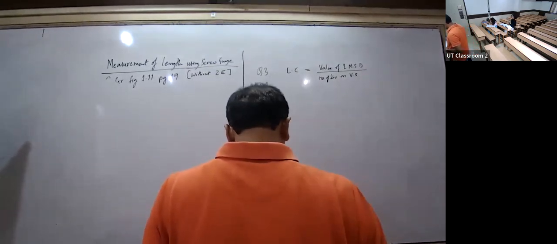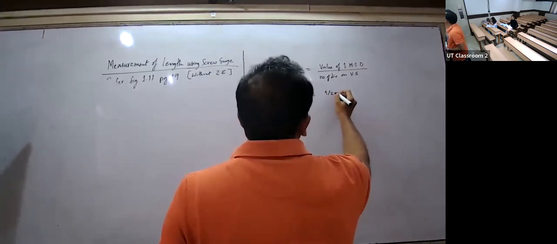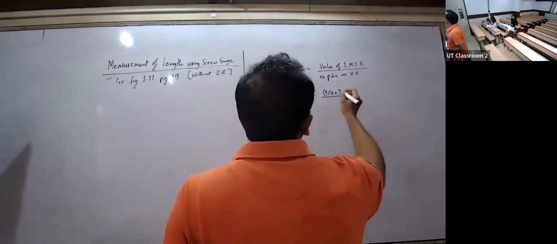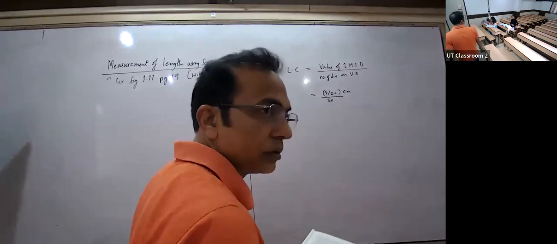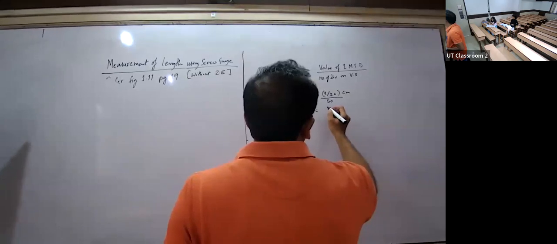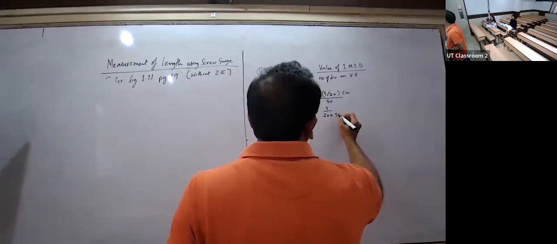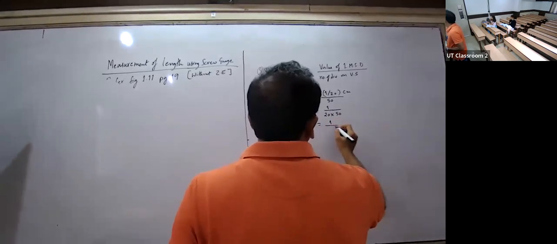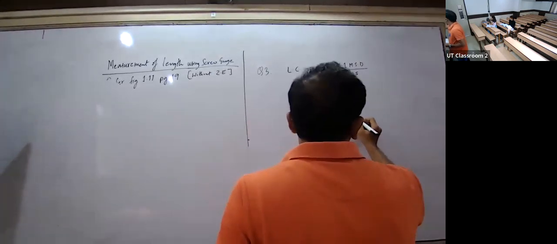So what is one main scale division? 1 by 20 centimeter, right? It is 1 divided by 20 centimeter. What is the number of divisions on the vernier scale? Good. Okay, so just do it. So this is 1 upon 20 into 1/1000, this is 1 upon 1000. So how many zeros? 0.01.